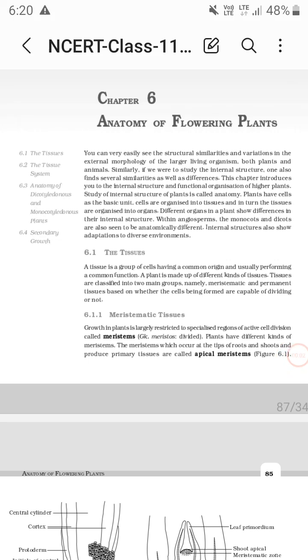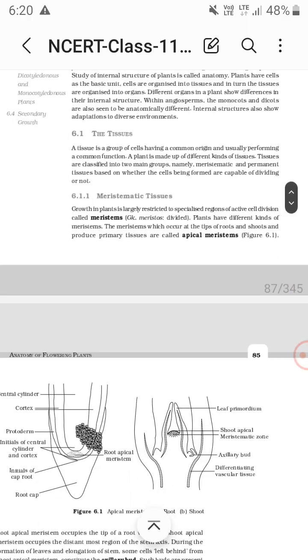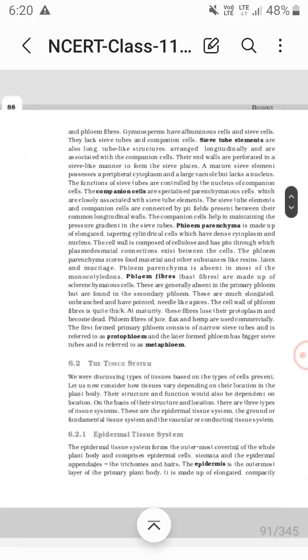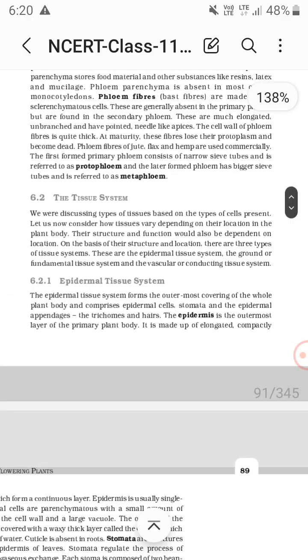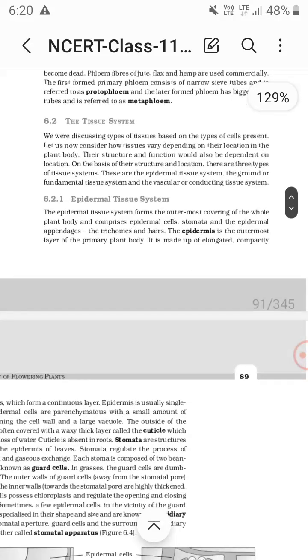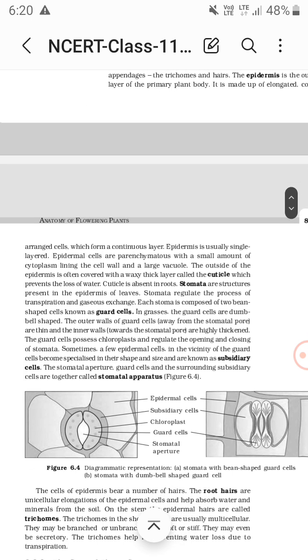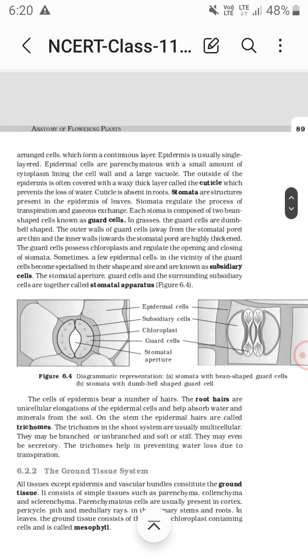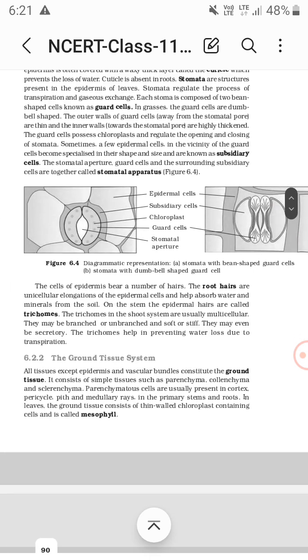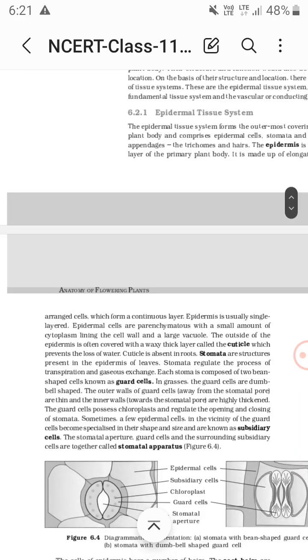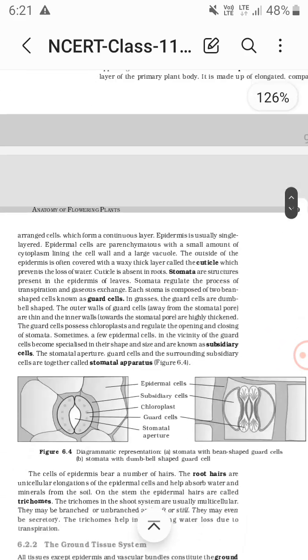Anatomy of flowering plants: the tissue system, anatomy of dicotyledonous and monocotyledonous plants. So, the tissue system. First, the epidermal tissue system, the epidermis. The epidermis is the outermost layer of the primary plant body. It includes the cuticle, stomata, guard cells, subsidiary cells, stomatal apparatus, root hairs, and trichomes. So this is all in the epidermal tissue system.